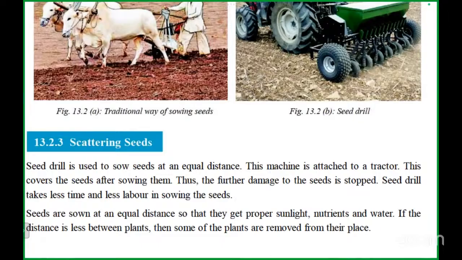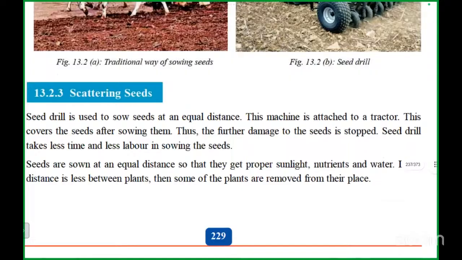Seed drills are used where seeds are put in the ground and then they are covered so that they are protected. If the seeds are not covered in the ground, what happens? If the wind comes, they will fly away. If the water flows, they will get carried away. Or the birds might come and pick them and eat them. So to protect the seeds from that, they are put directly beneath the ground and then covered.